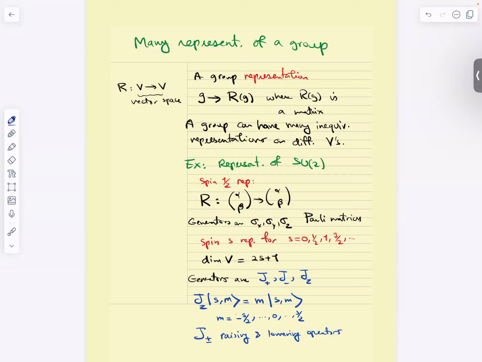Question. Don't we not have n equals 0 when S is a half integer? S equals 0 is a trivial representation. It's a one-dimensional thing where all the matrices are identical. No, I mean when S is a half integer, you can't get m equals 0. Oh, sorry. Yeah. Thank you.